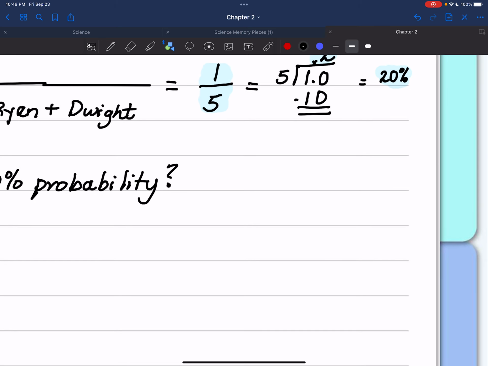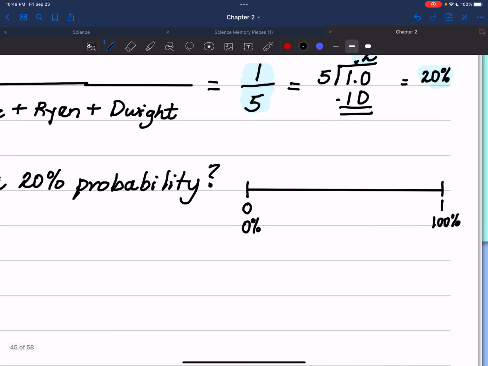Remember that example that my professor used for me. He said, Amanda, think of a line. All probability in the world ranges from 0 to 1. This is 0%. This is 100%. So 20%, that's 1/5. So if I drew 5 sections here, approximately, 1, 2, 3, 4, 5, 1/5 would be right here. And we found that that is 20%. So we're talking about this percentage for Ryan.